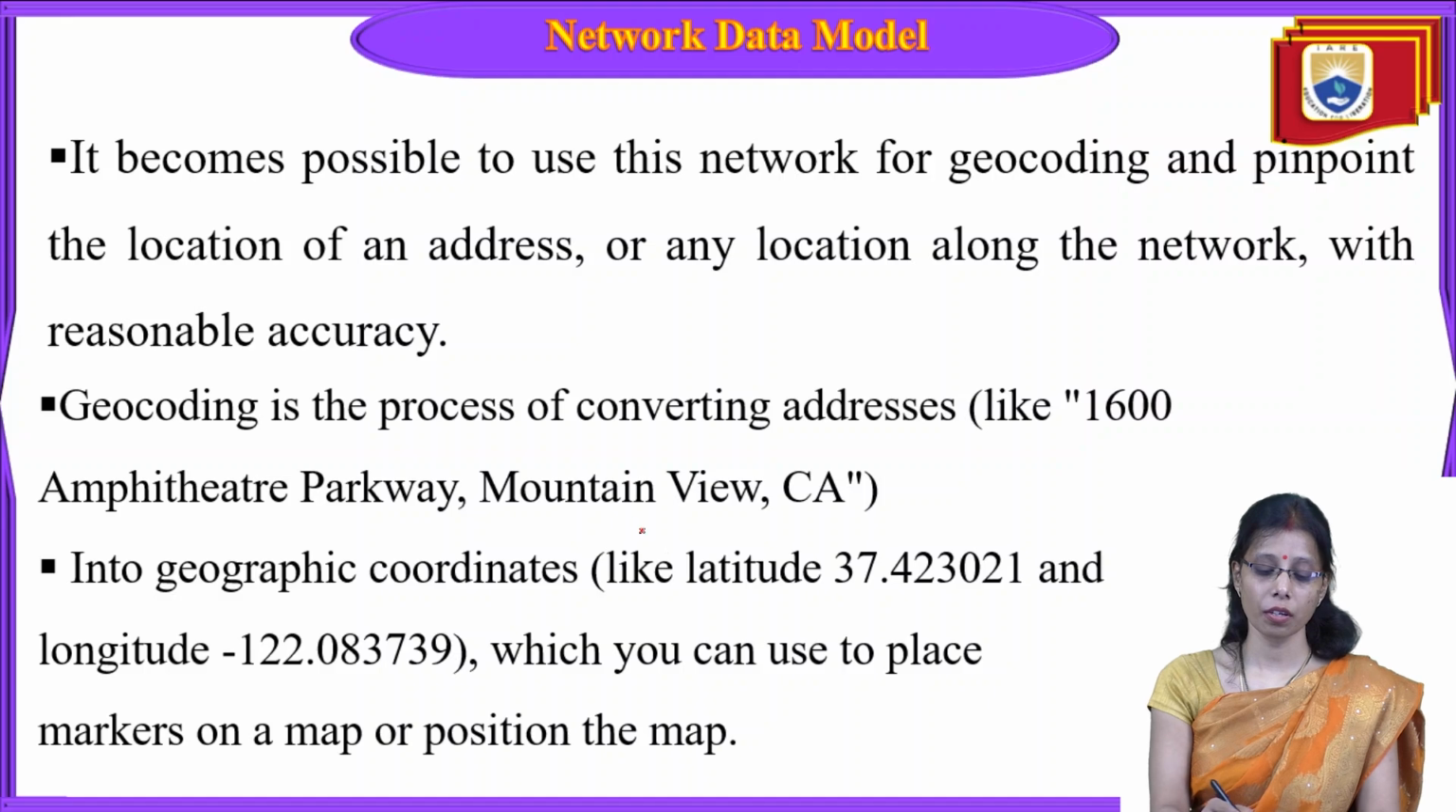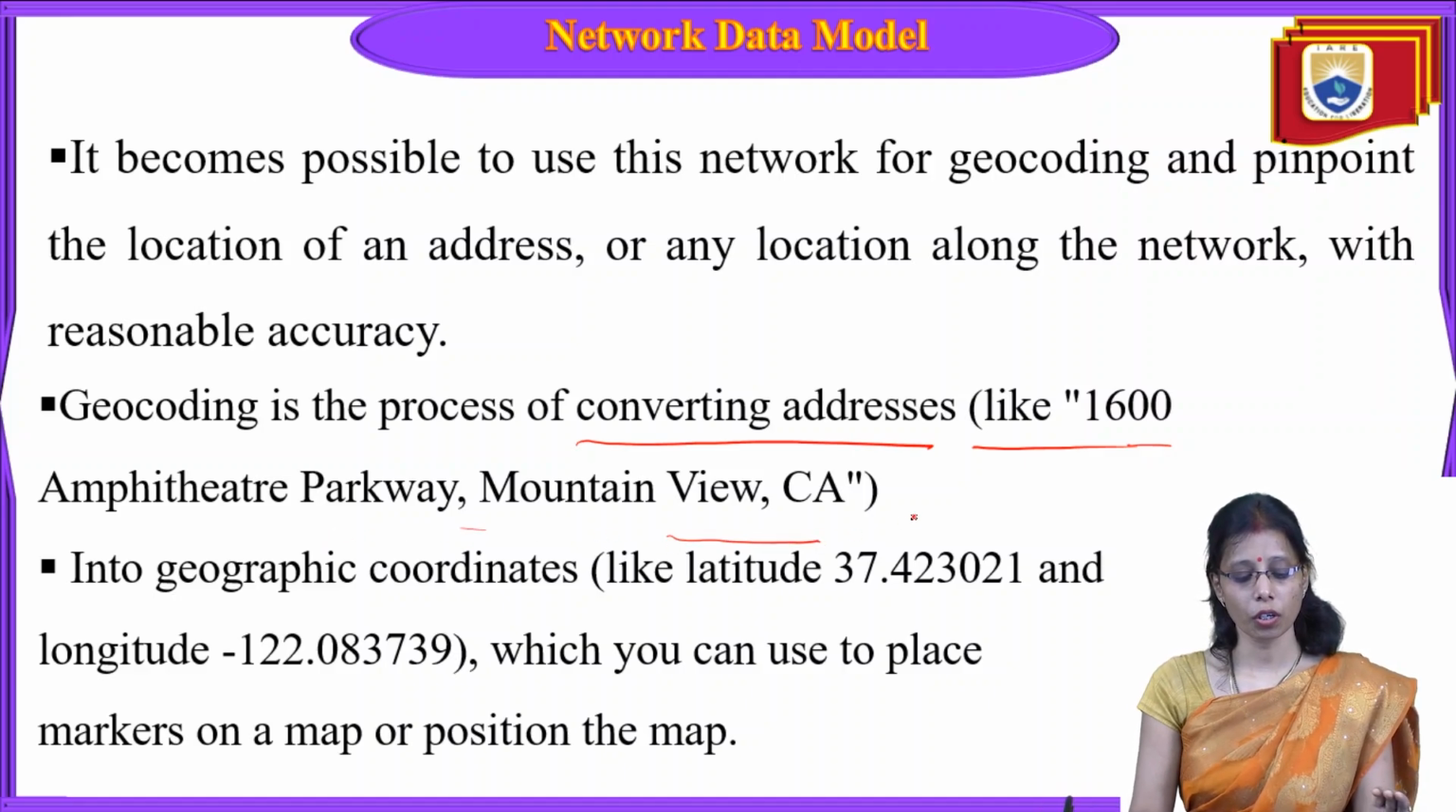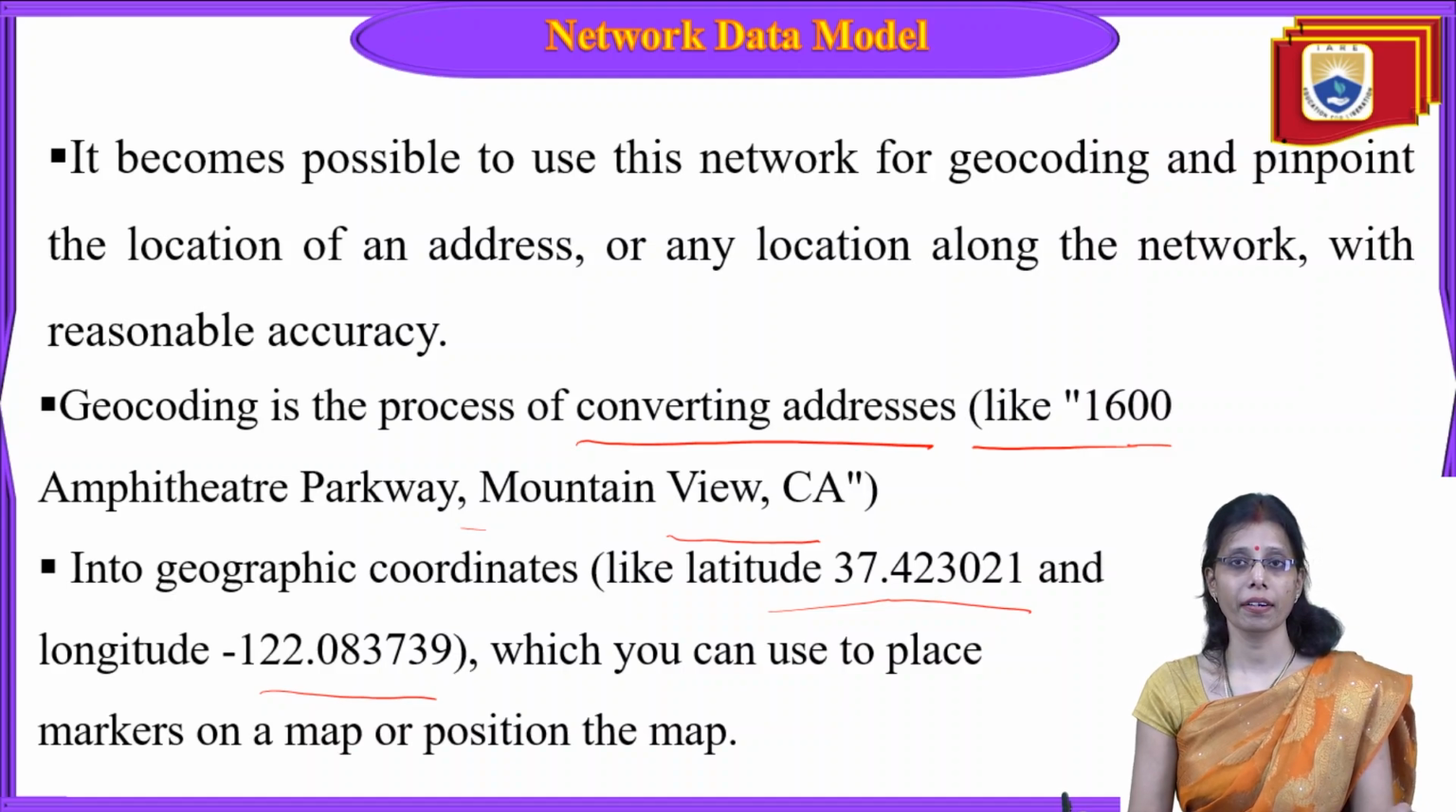Geocoding is the process of converting an address, like 1600 Amphitheater Parkway, Mountain View, CA, into geographic coordinates. If you want to see this location, it will show you latitude 37.42 and longitude 122.08, which you can use to place markers on a map and position the map. So all of this is shown by converting the address into the coordinate system. It will help us get information about this network geocoding process, and it will help us show the proper address of that particular location in the form of latitude and longitude.